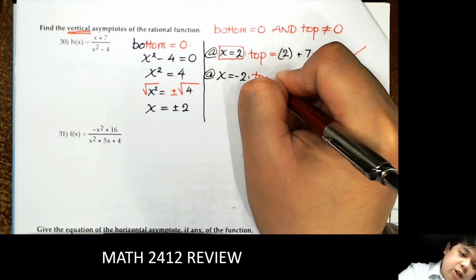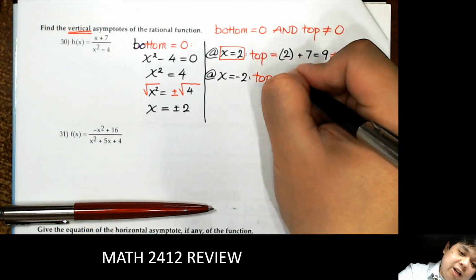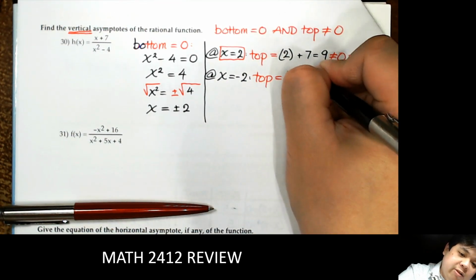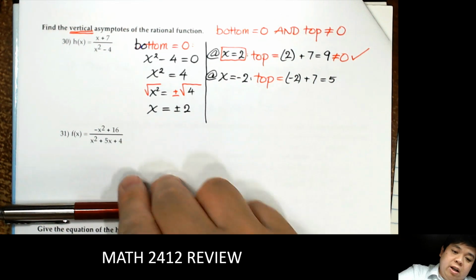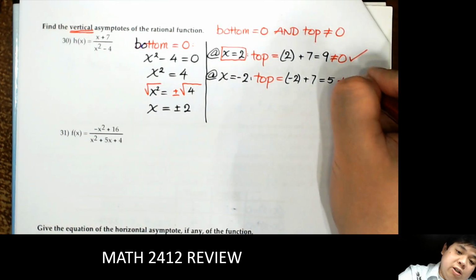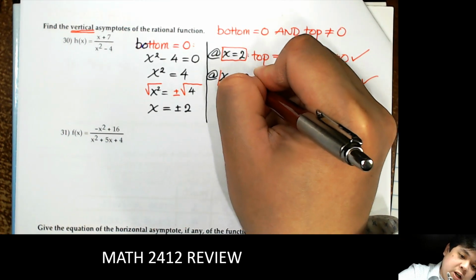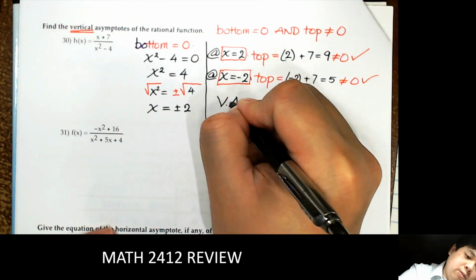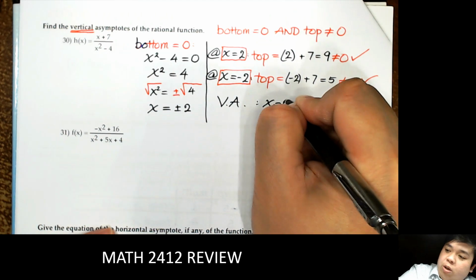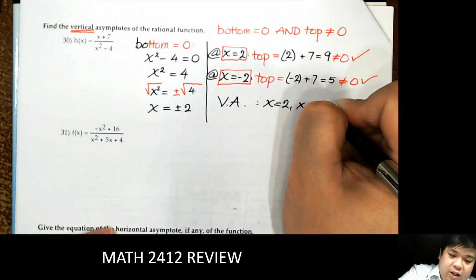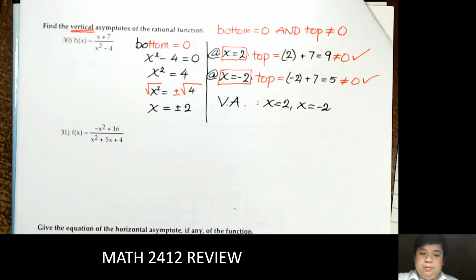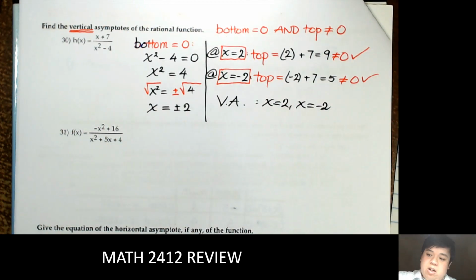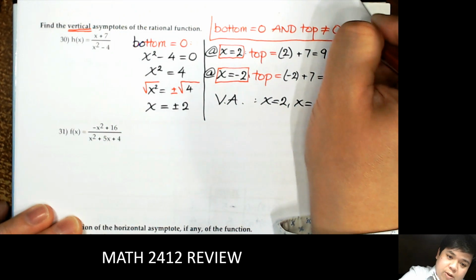So the top equals negative 2 plus 7, which is 5. And that is not equal to 0 either, which is also good. So on this problem, we have two vertical asymptotes. X equal to 2 and x equal to negative 2. So pretty much just this for the vertical asymptote.